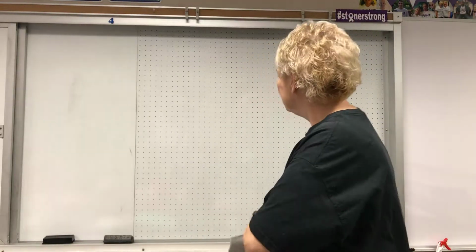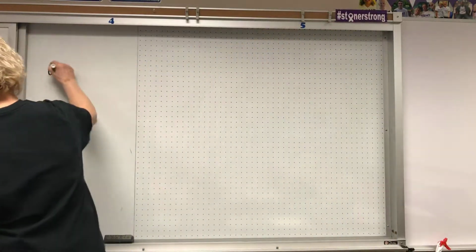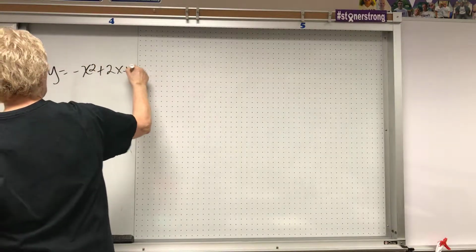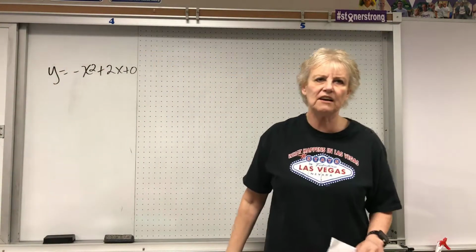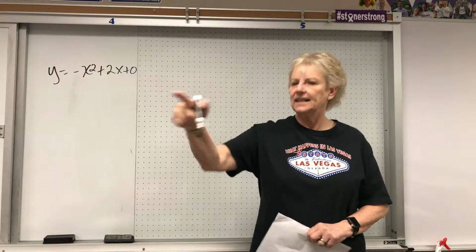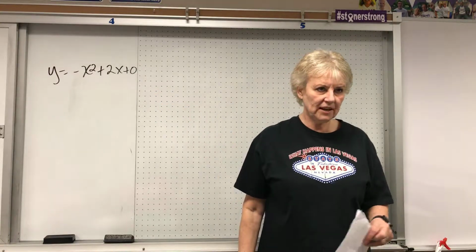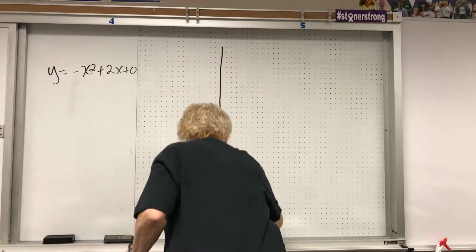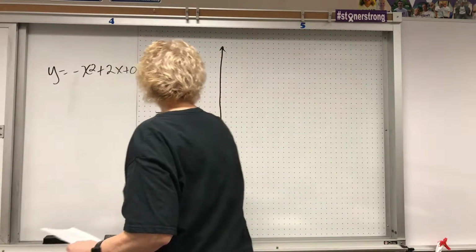Okay, worksheet 8, is it E? Yeah. 80. Y equals negative x squared plus 2x plus 0. Why did I put plus 0? It's the y-intercept. Okay? Then, let's show you how easy this can be.